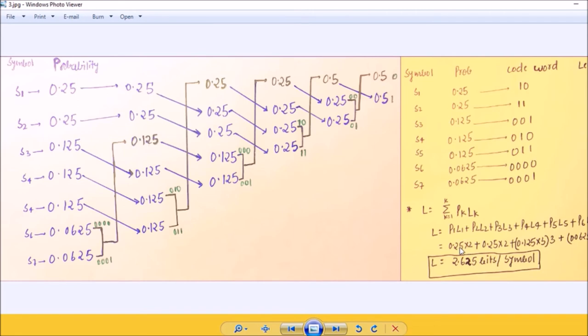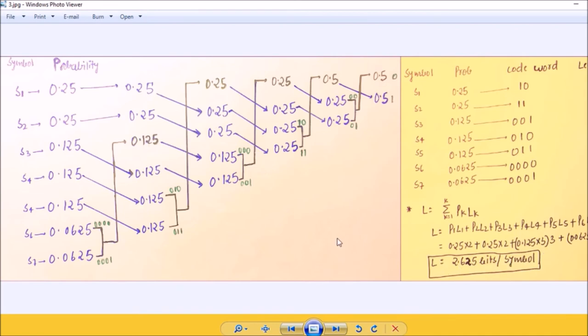Here multiply 0.25 into 2, 0.125 into 3, 3, like this, and then 4 and then 4. So this number is going to repeat, so I put 0.125 into 3 whole multiplied by 3. And this 0.0625 into 4 whole multiplied by 2. After solving this, you will get L is equal to 2.625 bits per symbol.